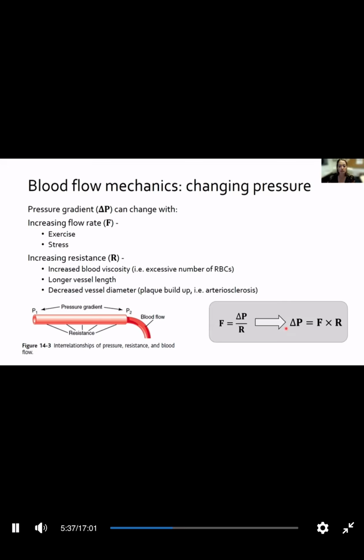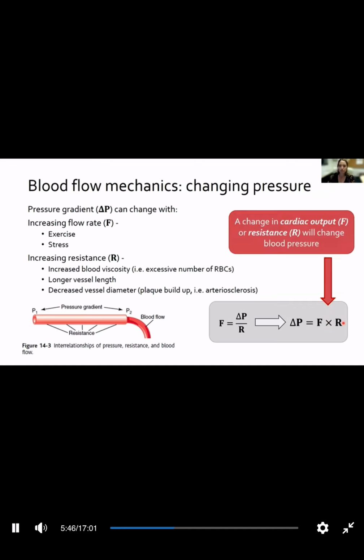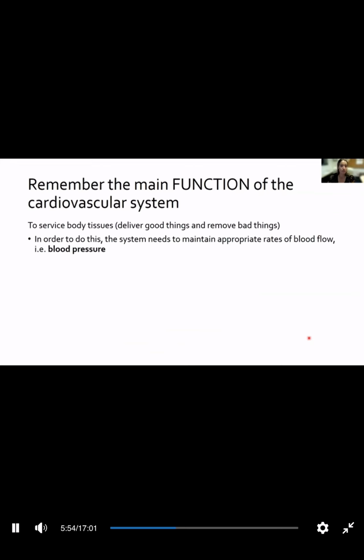So we can think about this mathematically again by just flipping our equation: the change in pressure is equivalent to the flow rate times the resistance, all right? So a change in cardiac output or resistance is ultimately going to change this factor right here, which is pressure. Remember, the main function is to service the body tissues, deliver the good things, remove the bad things.